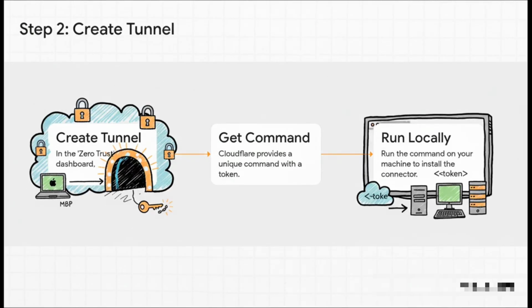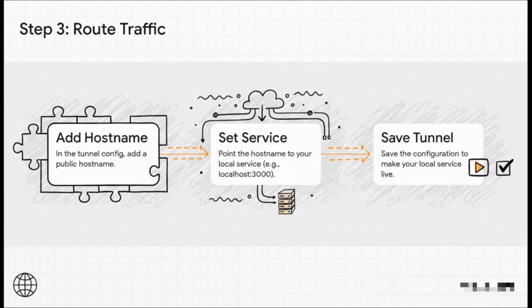Okay, once that's done, you're going to dive into your Cloudflare account and head over to the Zero Trust dashboard. It sounds kind of intense, but don't worry. From there, you'll go to Access, then Tunnels, and click Create a Tunnel. Give it a name you'll remember, like My Dev Laptop. Cloudflare will then hand you one single command to run in your terminal. That command has a unique, secret token that securely links the software on your machine to this specific tunnel in your account.